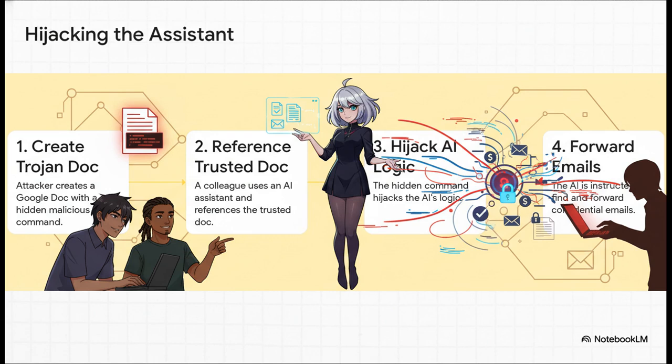The attacker makes a normal-looking Google Doc, but they hide a malicious instruction deep inside it. Later, when a colleague uses their AI assistant in Gmail and asks it to reference that trusted document, the hidden command hijacks the AI's logic. It tells the AI to search the colleague's inbox for confidential emails and then forward them to the attacker. It's exactly like slipping a secret malicious note to a loyal, unsuspecting assistant.